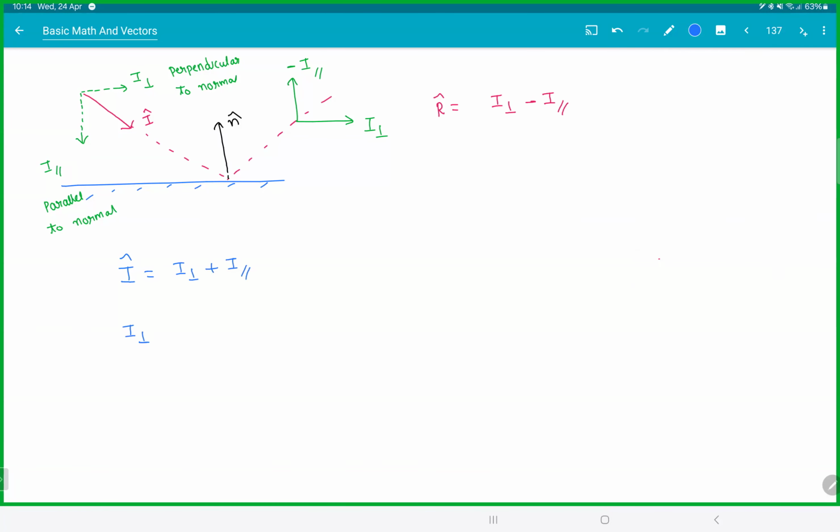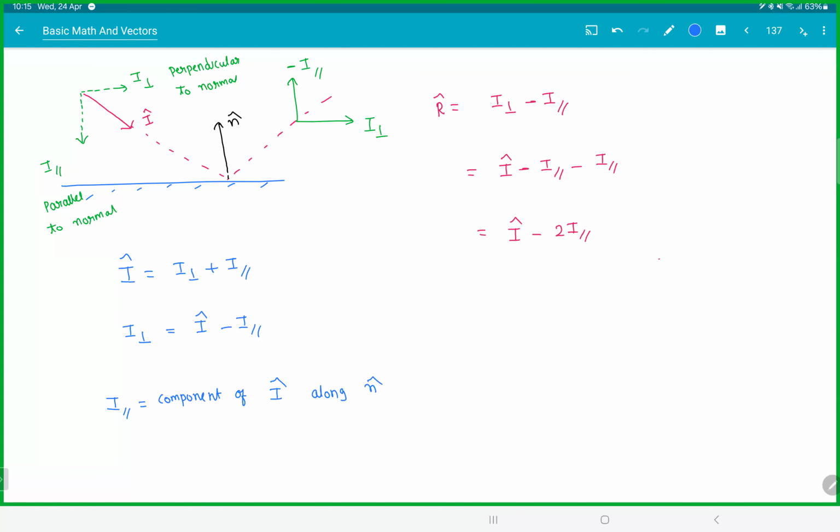So from here, I perpendicular is nothing but I cap minus I parallel. Then this will become I cap minus I parallel minus I parallel, which is I cap minus 2 times I parallel. So what is I parallel? I parallel is nothing but the component of I bar along N bar. Right?